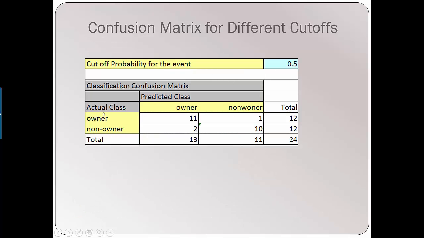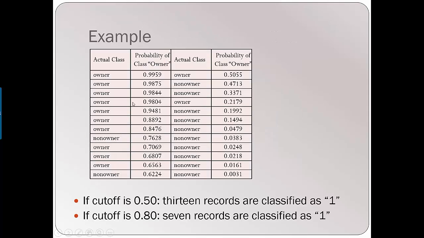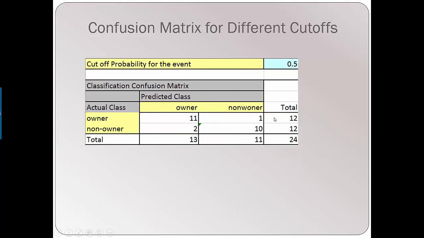Then what happens is, of the 12 owners, if you count here, there are 12 owners, 11 will get predicted as owner, but 1 will get predicted as non-owner. There is a typo here. Now, of the 12 non-owners, 10 will get predicted as non-owner, and 2 will get predicted as owner. So there are 13 predictions of owner and 11 predictions of non-owner.